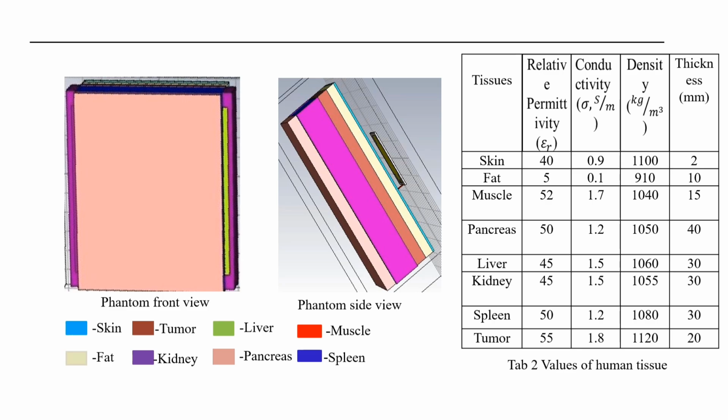Each tissue component is assigned accurate material properties, including density, based on established biological data. Take for example, the pancreatic tumors were given a greater density, which is 1100 to 1050 kilogram per metric cube, a higher relative permittivity of 55 and a greater conductivity of 1.8 than normal pancreatic tissue due to the greater cellularity and water content.